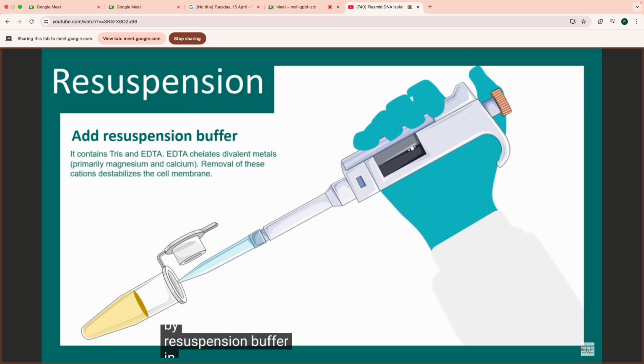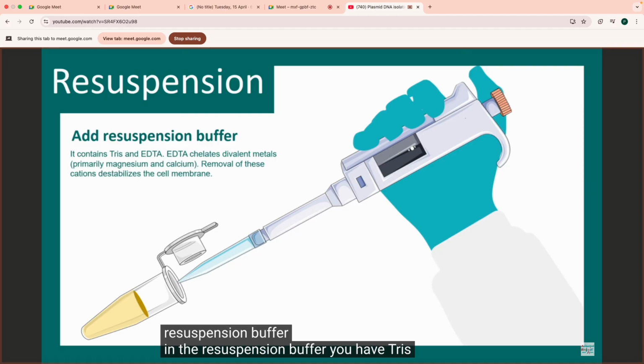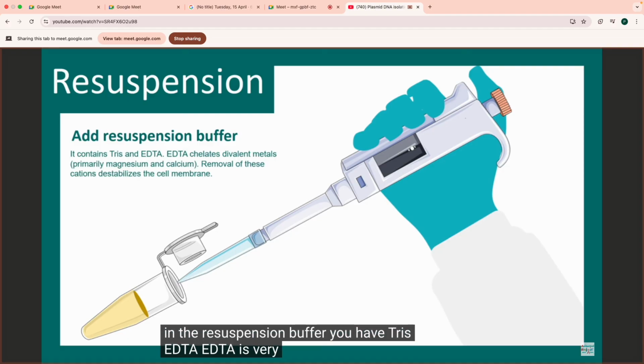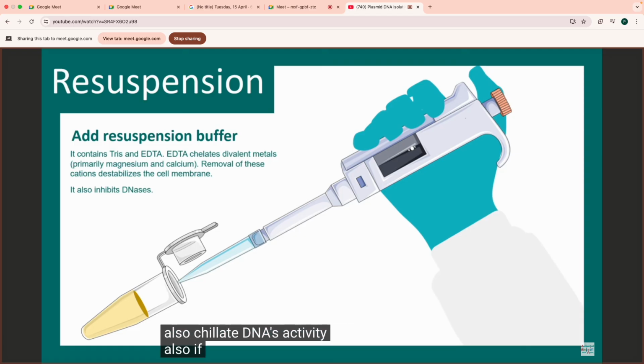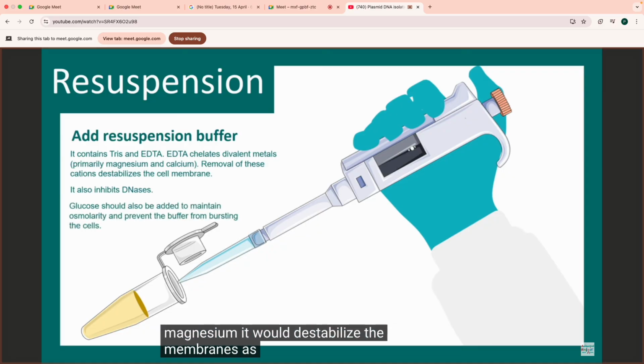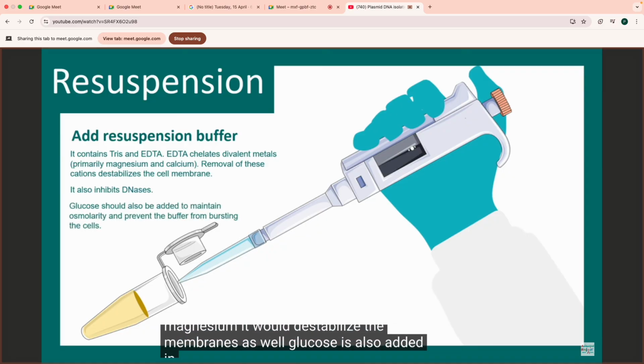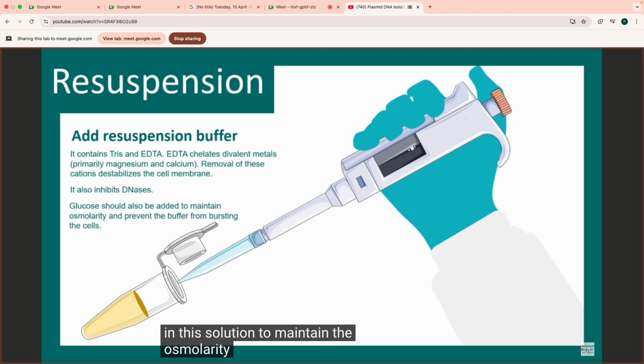in resuspension buffer. In the resuspension buffer, you have Tris and EDTA. EDTA is very important because it chelates divalent metal ions such as calcium and magnesium, which are also important for DNases. So by chelating these divalent ions, you can also inhibit DNase activity. Also, if you remove these calcium and magnesium, it would destabilize the membranes as well. Glucose is also added in this solution to maintain the osmolarity and ensure the cells don't prematurely burst.